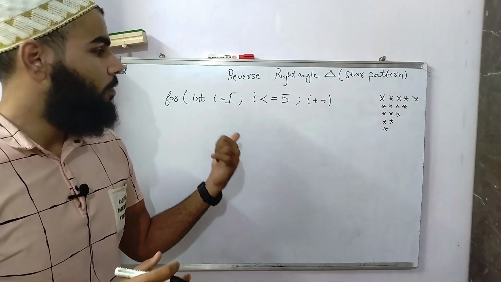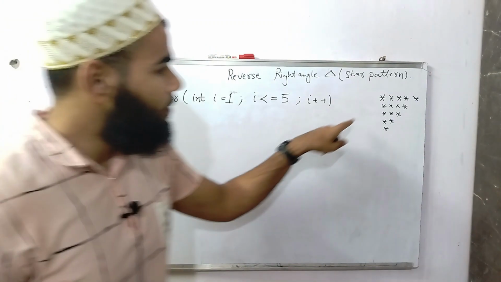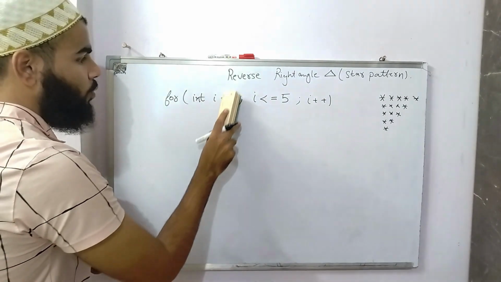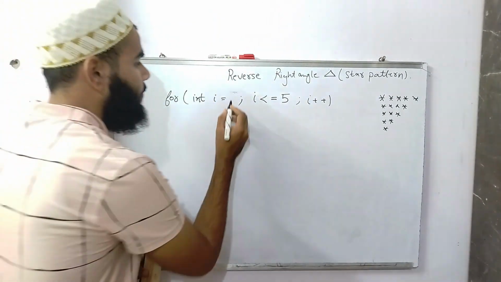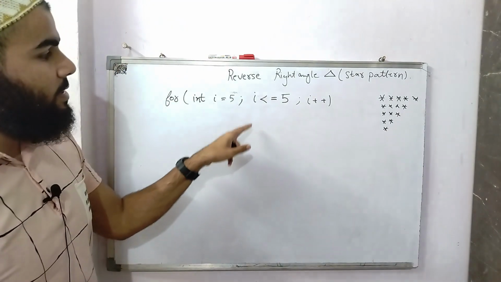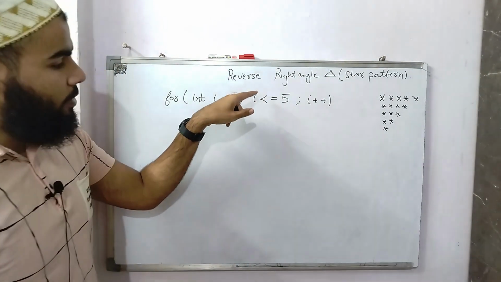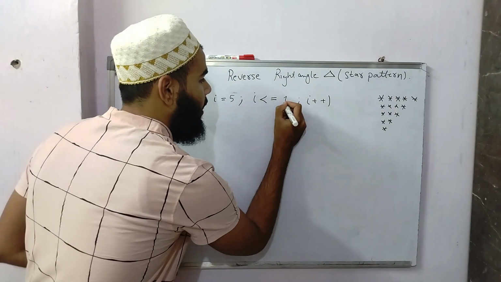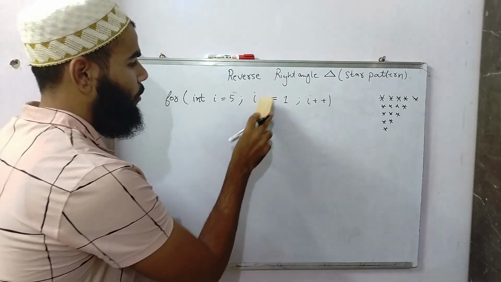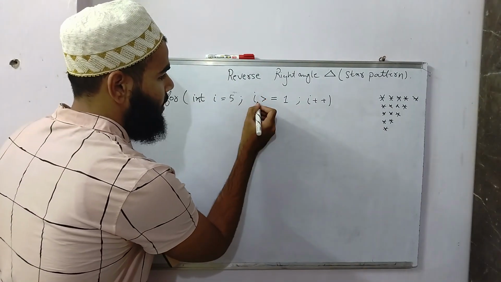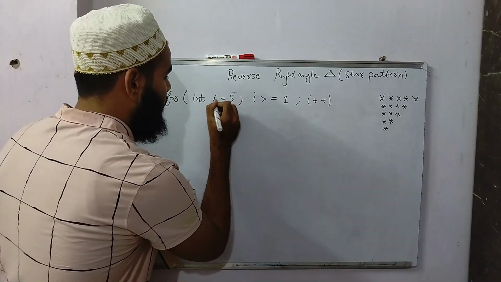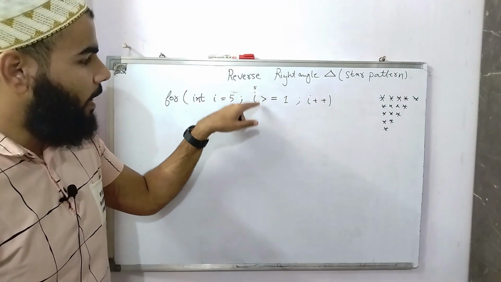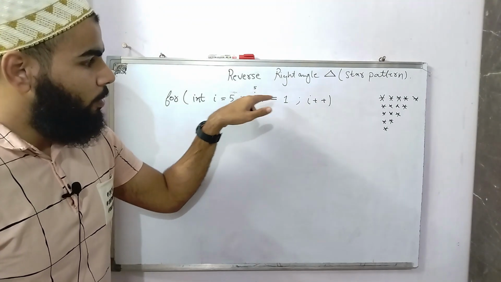We did this for our earlier right angle triangle, right? But this time the pattern is different, so our values will be different. Instead of writing i equals 1, I will initialize it to 5. Instead of writing i is less than 5, I will write here i is greater than or equal to 1. And we all know that right now the value of i is 5, and 5 is greater than 1. So this condition, i is greater than or equal to 1, will be yes.